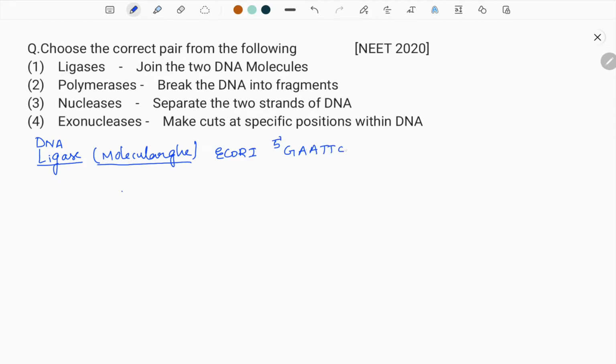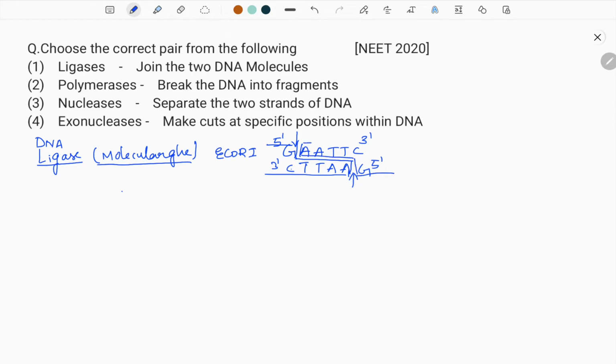GAATTC, from 5 to 3, and GAATTC, this is from 5 to 3. Let me write bigger. So EcoR1 will cut in between exactly G and A from 5 to 3 like this. So the cutting will be like this. This is one broken fragment of DNA and this is another broken fragment of DNA.